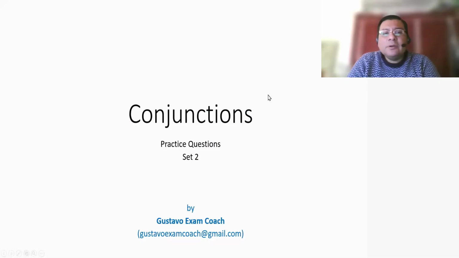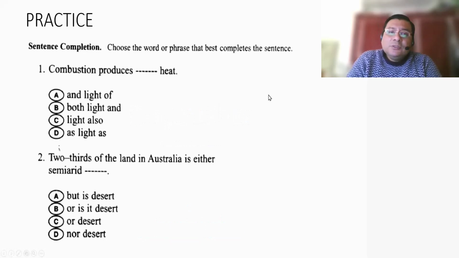Today we're going to see another set of practice questions about conjunctions. Let's begin. We're going to complete sentences, choosing the word or phrase that best completes the sentence among the four alternatives A through D. So at the beginning of each of these slides, you can pause the video so you can try to complete the questions on your own. And then you can resume the video so that you can see the correct answer choices and their explanations. Question 1. Combustion produces blank heat.